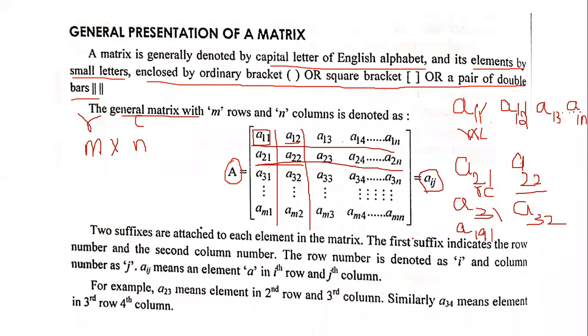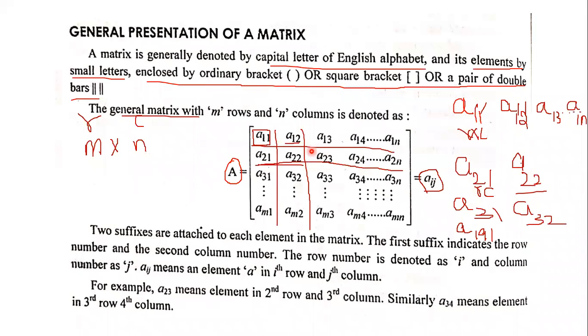Now what is this Aij? Let us understand. Two suffixes are attached to each element in the matrix. The first suffix indicates the row number and the second is the column number. The row number is denoted as i and the column number is denoted as j. So Aij means an element A in the ith row and jth column, which is nothing but Aij, a number that will be in the ith row.